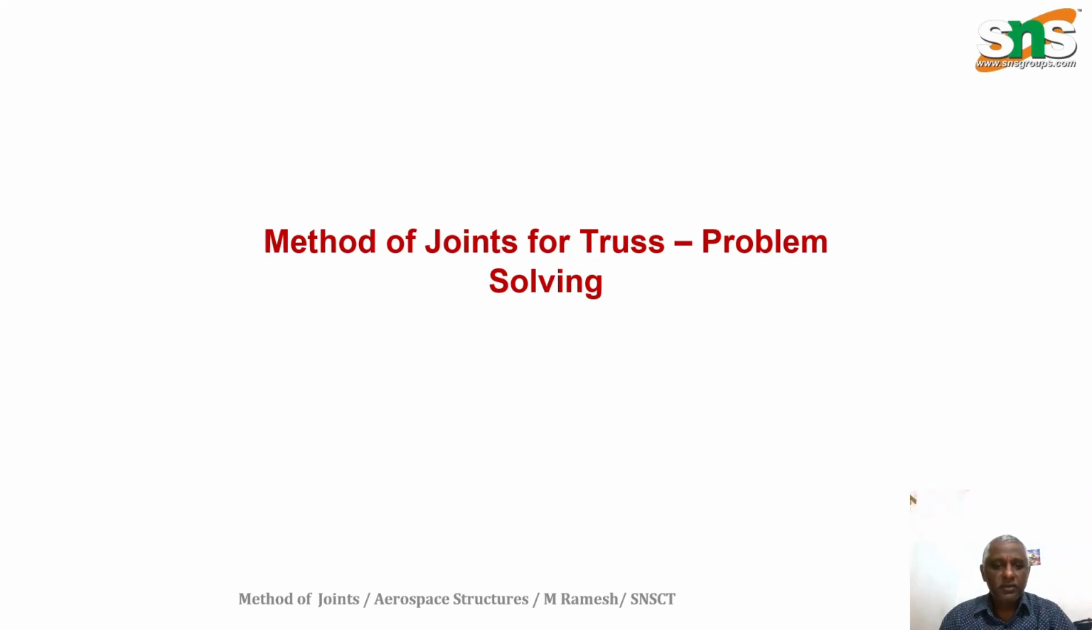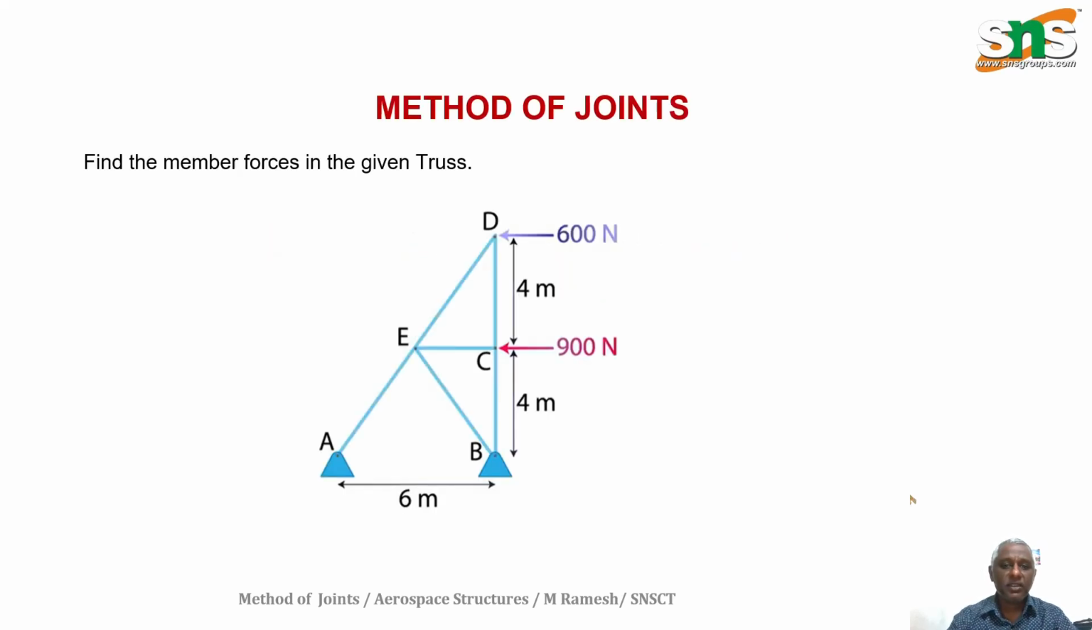In this session, we are going to discuss the method of joints for truss problem solving. Already we have discussed what is a truss, what is a frame, what the different types of frames are, and statically determinate or indeterminate. What methods are available to analyze the truss or frames? One of the methods is called the method of joints, and in this class we are going to solve one problem with the method.